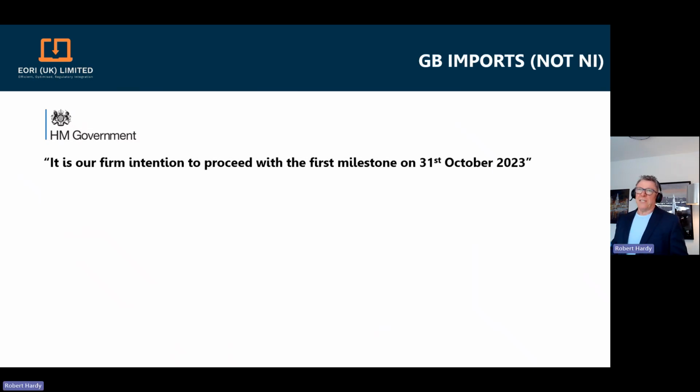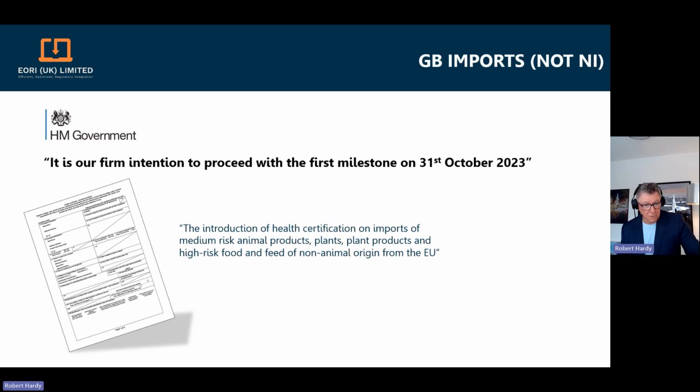As I say, we resisted the 23rd of April rush to webinar kind of thing. Everyone was punting out webinars about the consultation document, but it was a consultation document. Apart from the fact that it had one line in it that says it is our firm intention to proceed with the first milestone on the 31st of October, which was the SPS controls on products of animal origin. So it's a bit hard for it to be a consultation document if the first milestone is already decided. That was going to be full export health certificates, the introduction of health certification on imports of medium risk products, plant products, and high risk food and feed of non-animal origin. Whew. That was coming on the 31st of October, like next month.